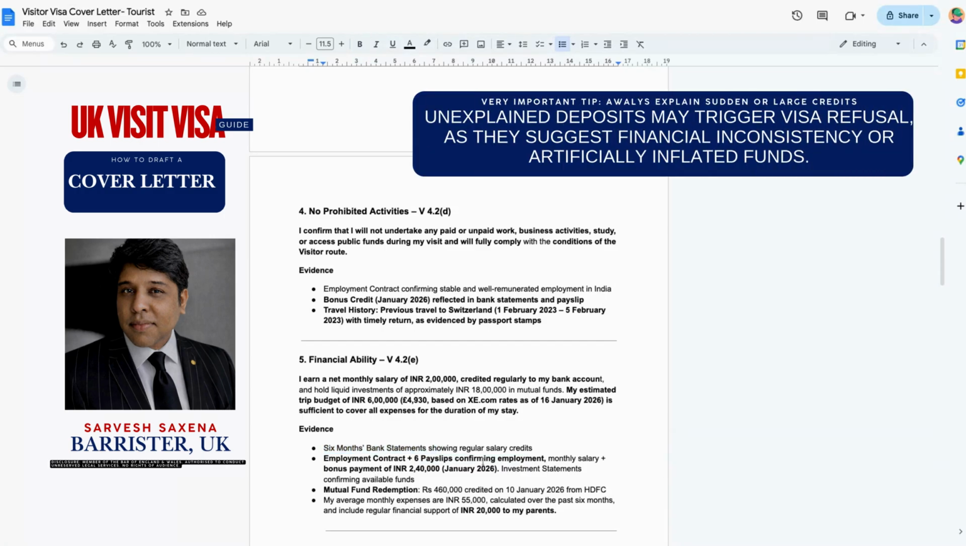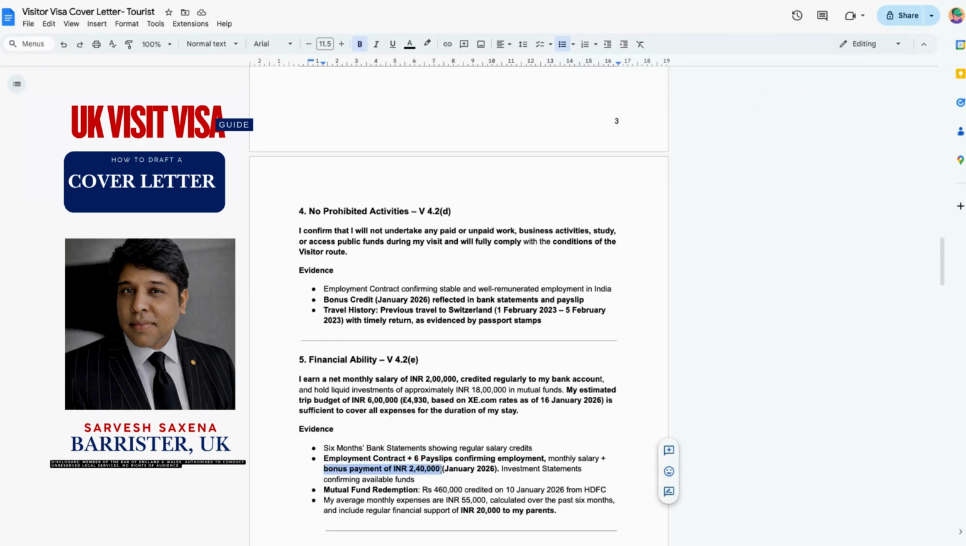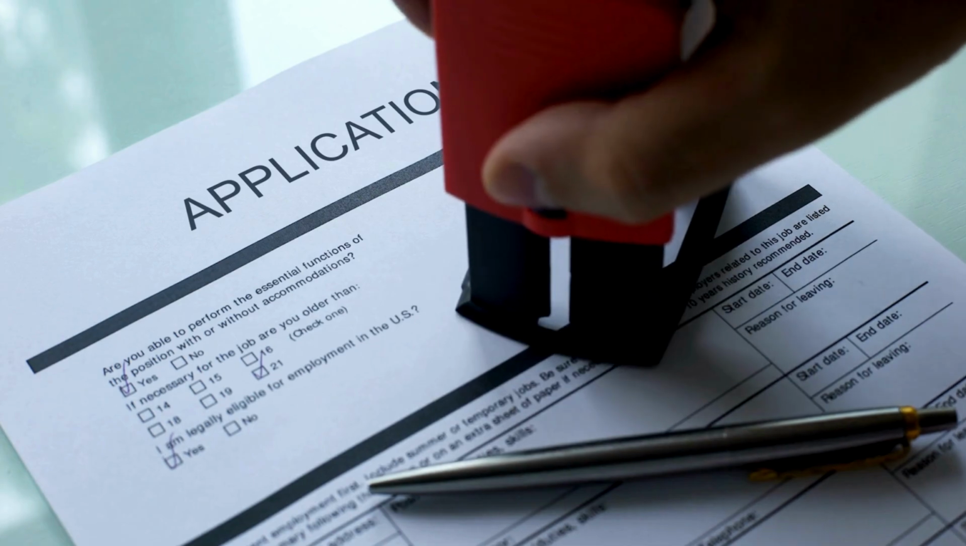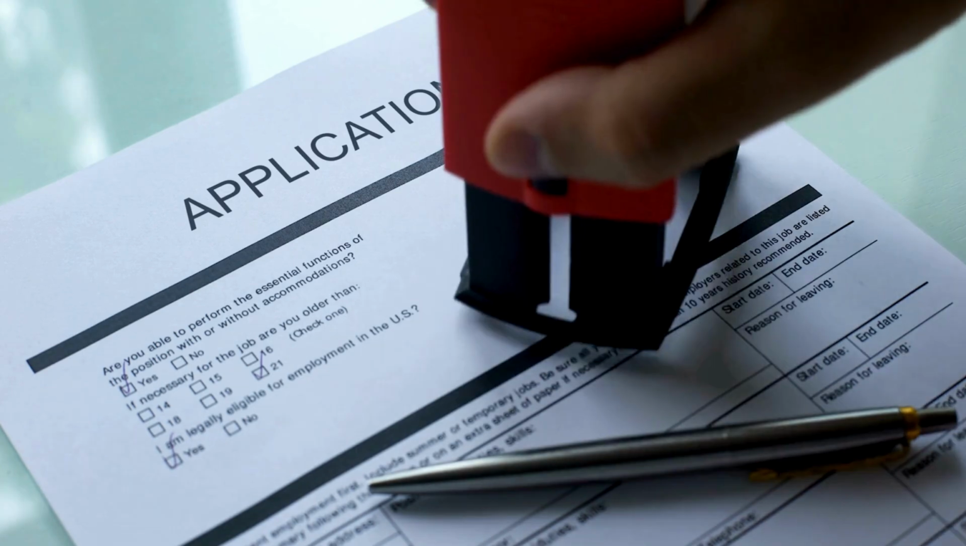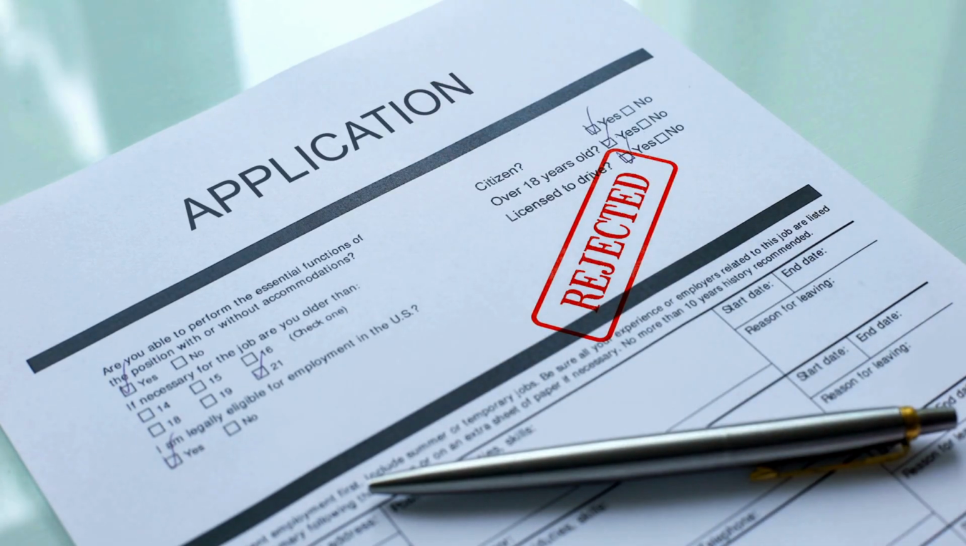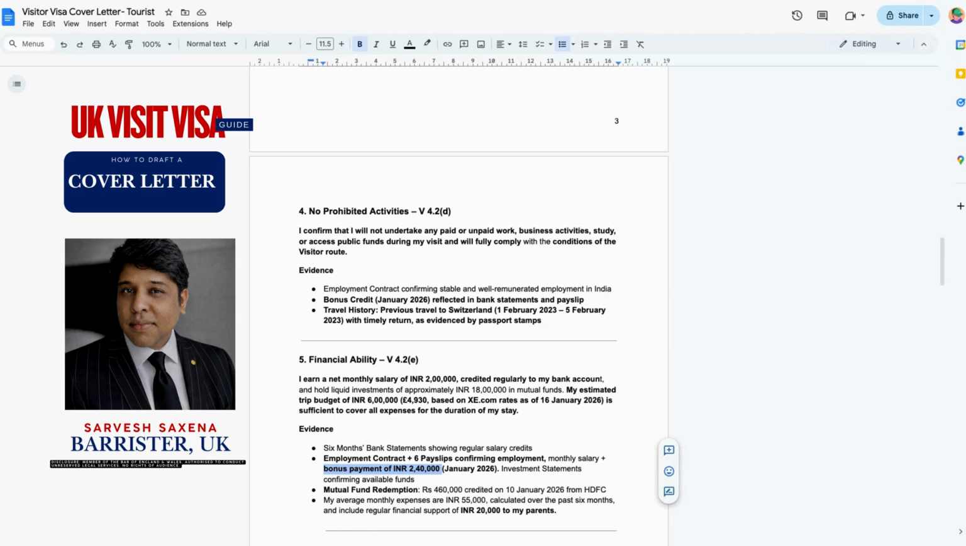Okay, and then there is the mention of a bonus payment of 240,000. Now this is really important for you to understand. Many times visas are refused not just because people don't have funds, but because they have too many funds that are unexplained, like a sudden lump sum deposit that is not explained.